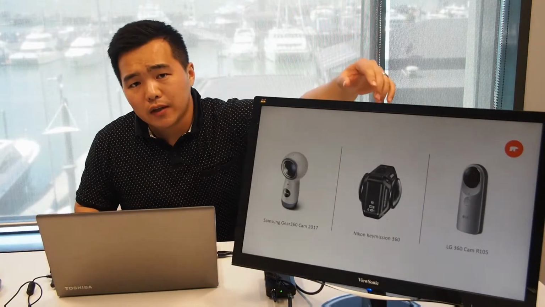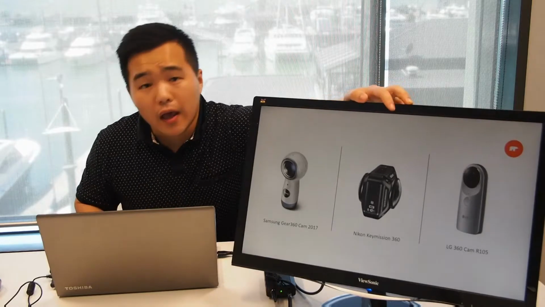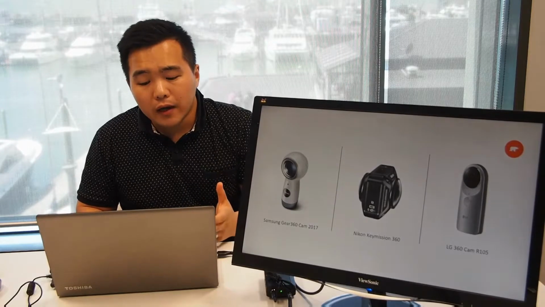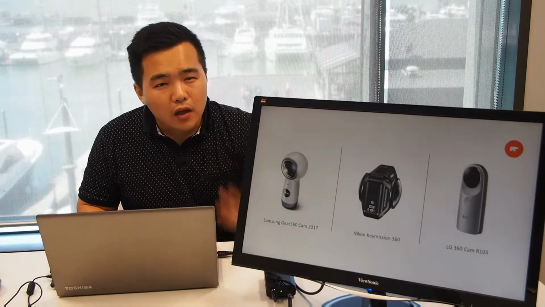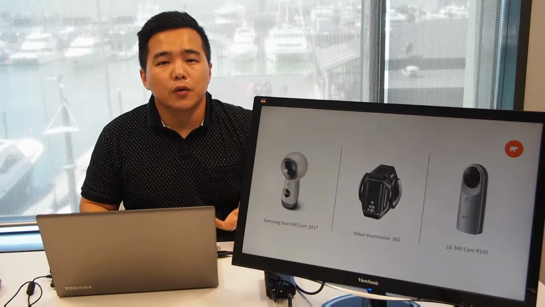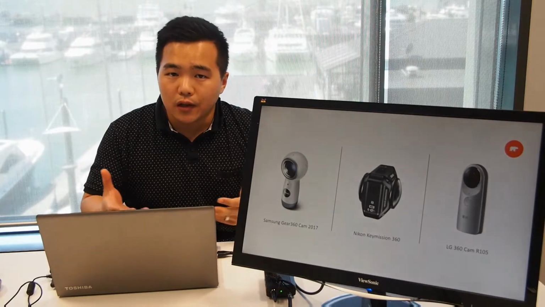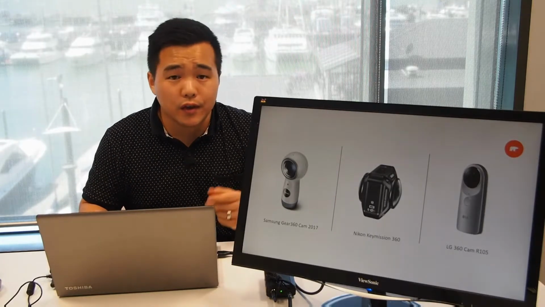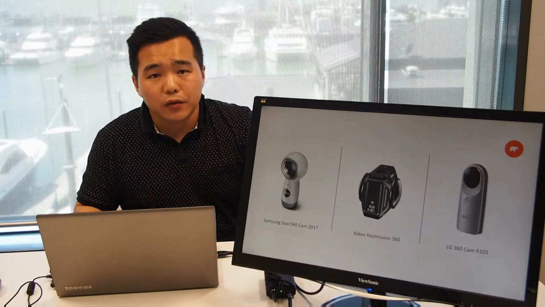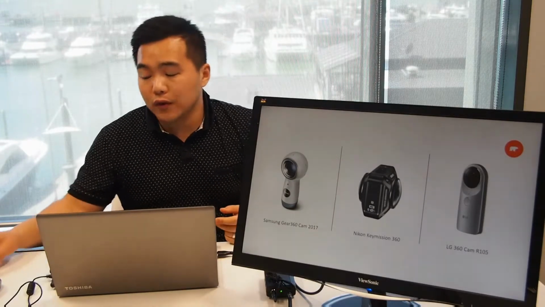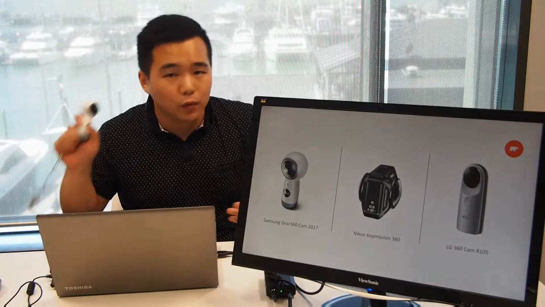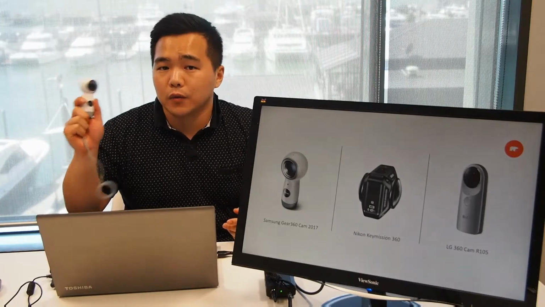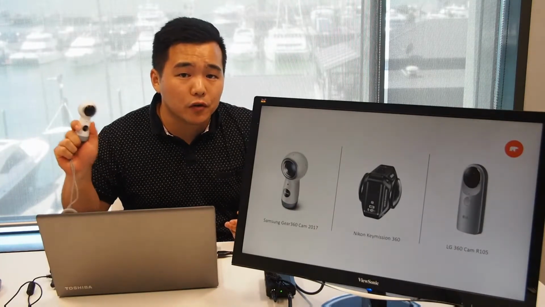The other 2 cameras here that I have are the Nikon KeyMission and also the LG 360 camera. The reasoning behind this is that Nikon having a 360 camera shows how strong and serious a lot of these big camera manufacturers are in regards to 360 footage or 360 cameras. The third one, the LG 360, is probably just an alternative to the Samsung Gear 360 if you cannot find one of these. But I would recommend the Samsung as the top favorite or top to go for consumer grade 360 cameras.